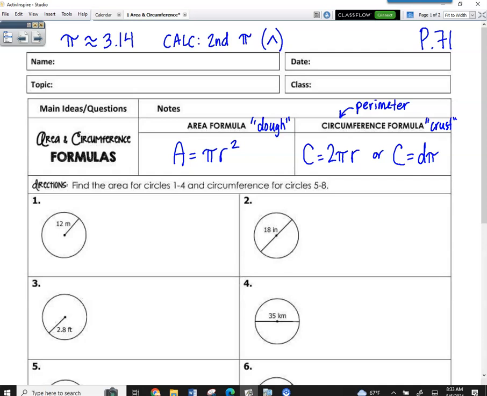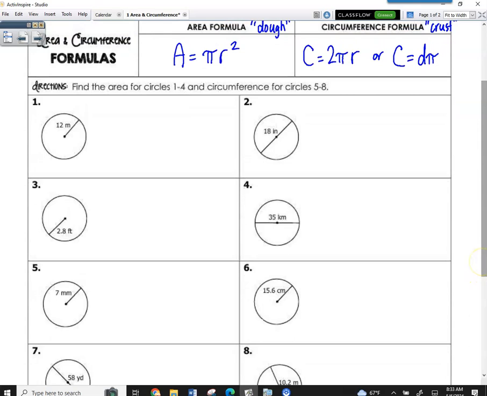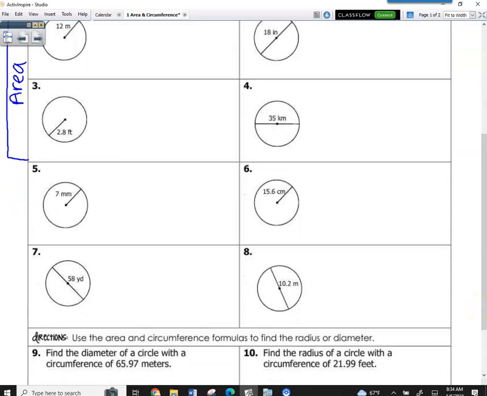All right. Number 1 through number 8. You have to pay attention to the directions. Say, find the area for 1 through 4, find the circumference for 5 through 8. So what I did was here, I kind of blocked this off to say this is the area. And then here, block this off and say this is the circumference.